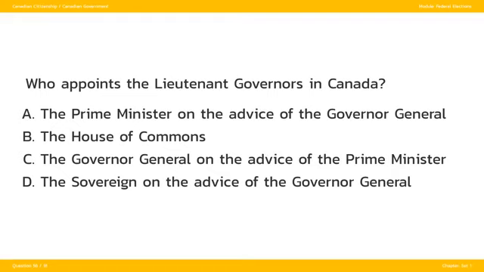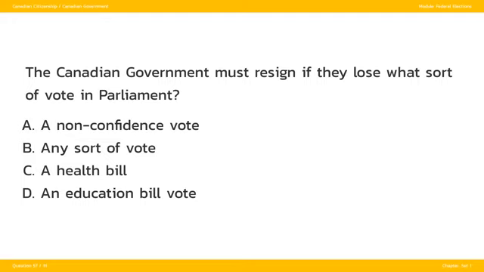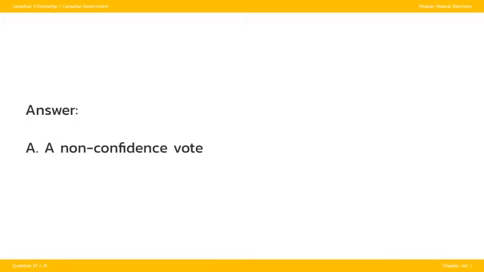Who appoints the lieutenant governors in Canada? A. The Prime Minister on the advice of the Governor-General. B. The House of Commons. C. The Governor-General on the advice of the Prime Minister. D. The Sovereign on the advice of the Governor-General. The answer is C. The Governor-General on the advice of the Prime Minister. The Canadian government must resign if they lose what sort of vote in Parliament? A. A non-confidence vote. B. Any sort of vote. C. A health bill. D. An education bill vote. The answer is A. A non-confidence vote.